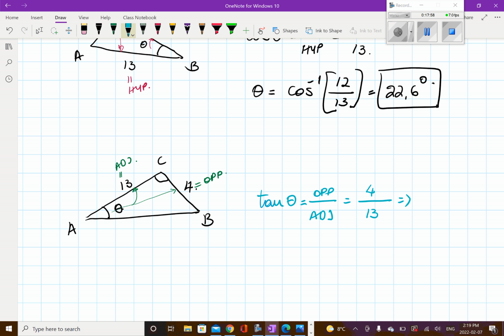So now from here, the angle theta will be tangent -1, or inverse tangent of 4 over 13. In your calculator, please make sure that the mode of your calculator is on degrees, and then you find that the angle is 17 degrees.